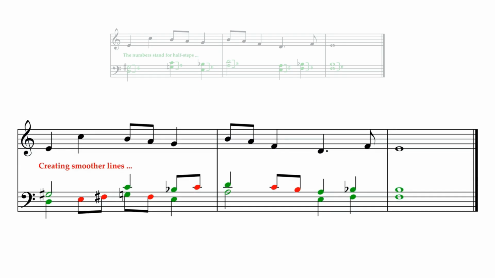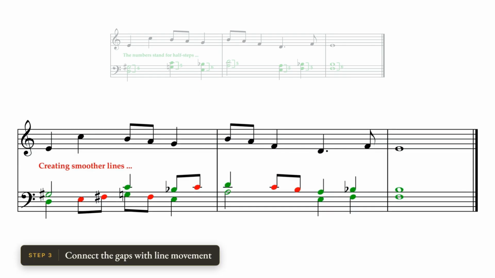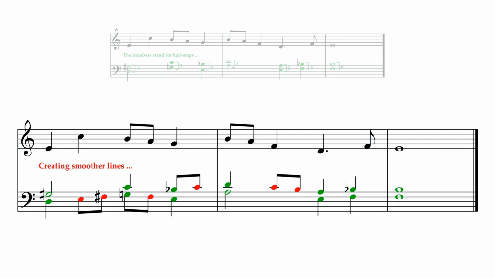And since the 5 and 6 intervals sometimes create some wide gaps, I use some line movement to connect the dots, shown in red.